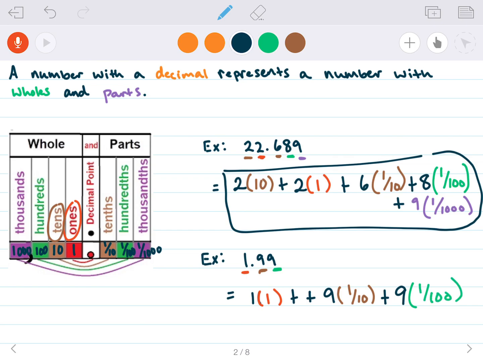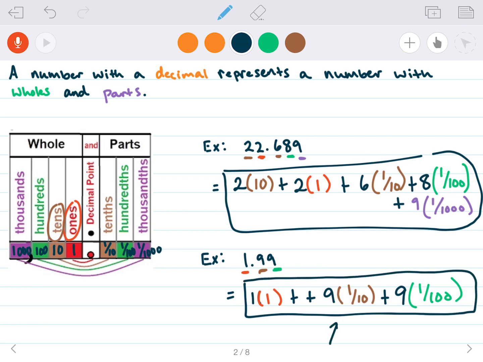Okay, so this is 1.99. It's all of this just expanded. So 1 times 1 plus 9 times a tenth plus 9 times a hundredth. That's 1.99.